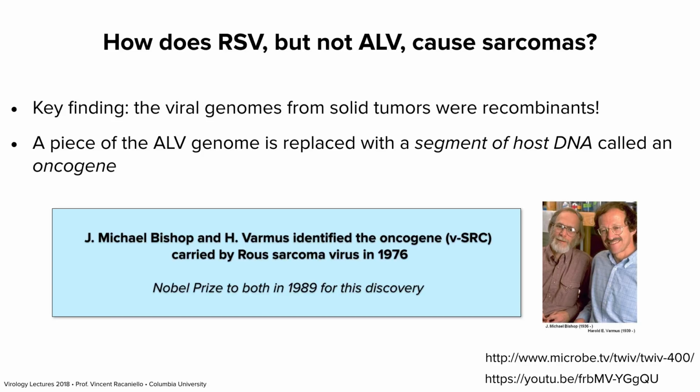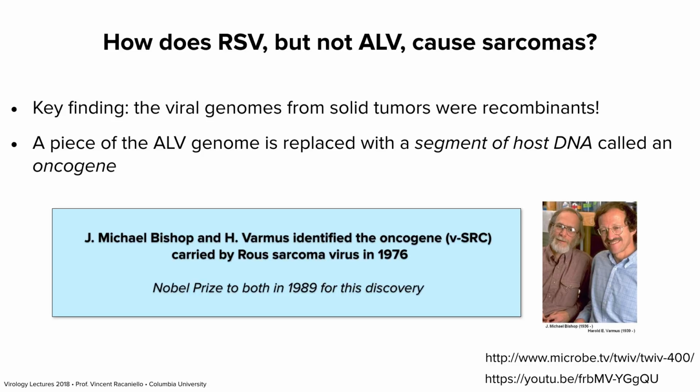After Temin's work showing that you could infect chicken cells in culture, a whole host of molecular biologists then said, how are these viruses transforming the cells? How does Rouse, but not avian leukosis virus, cause sarcomas? And a key finding was that the viruses, like Rouse sarcoma virus, had extra sequences in them. They were recombinants, and the extra sequence is a piece of host DNA.